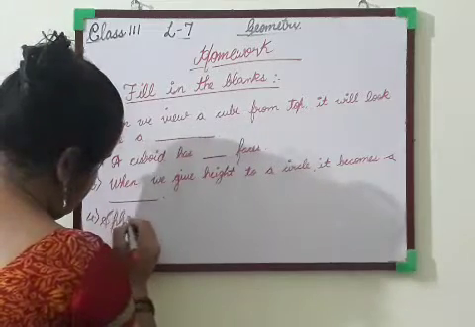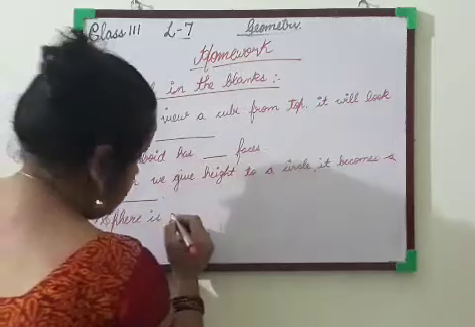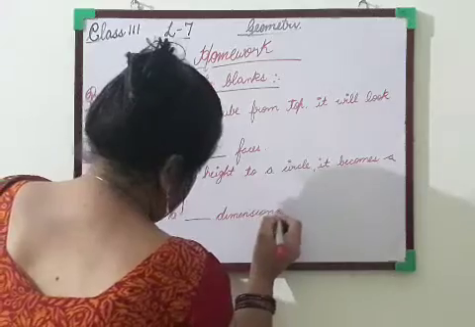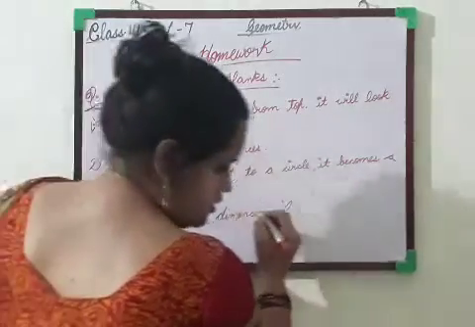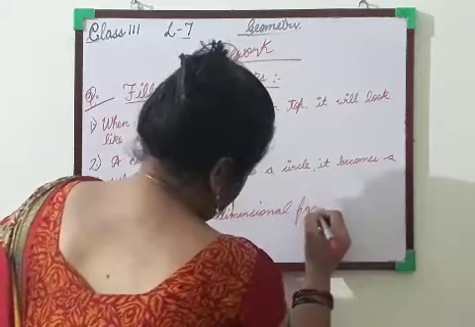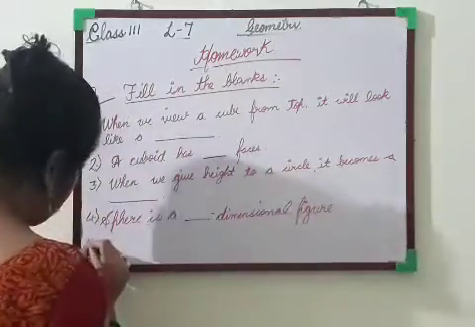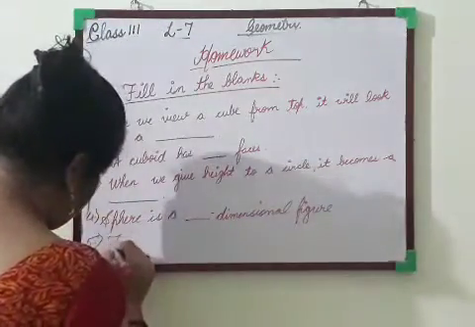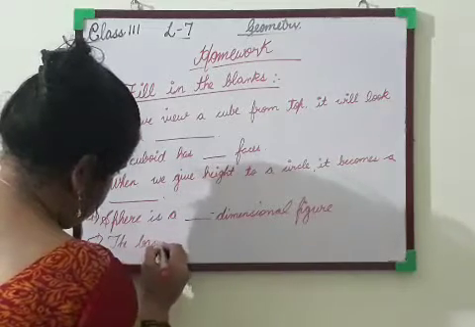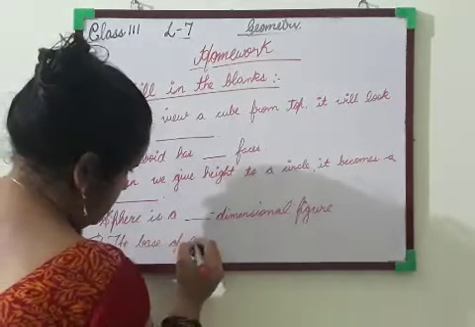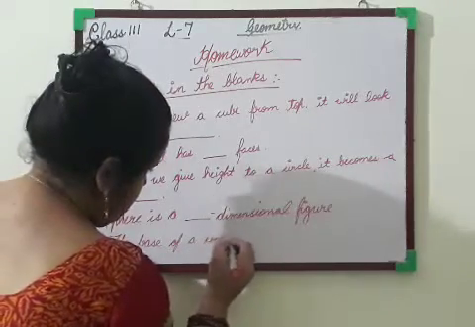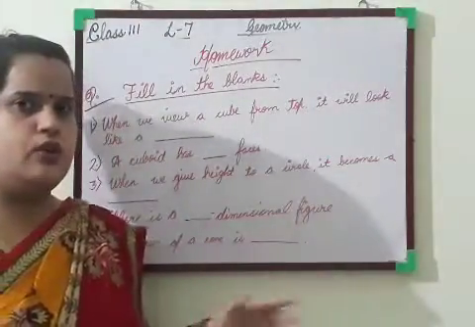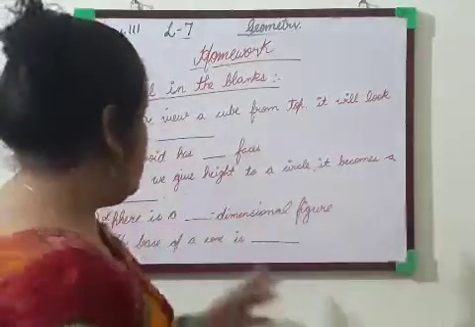Fourth, sphere is a dash dimensional figure. All these fill in the blanks are based on whatever you have learned in this video. Okay, the base of a cone is dash. Just now I told, the base of the cone, the down part, the lower part, is of which shape.